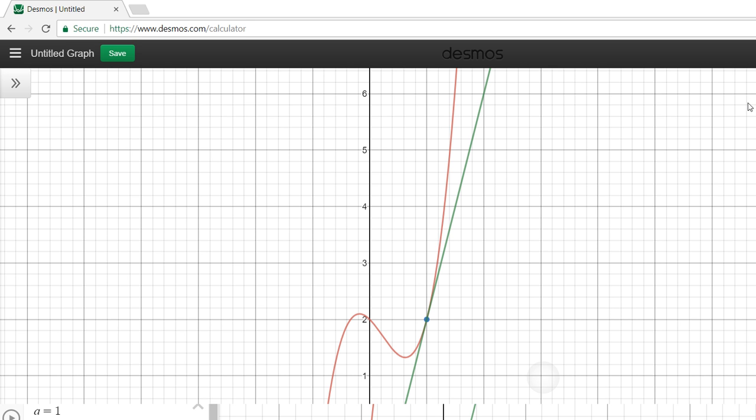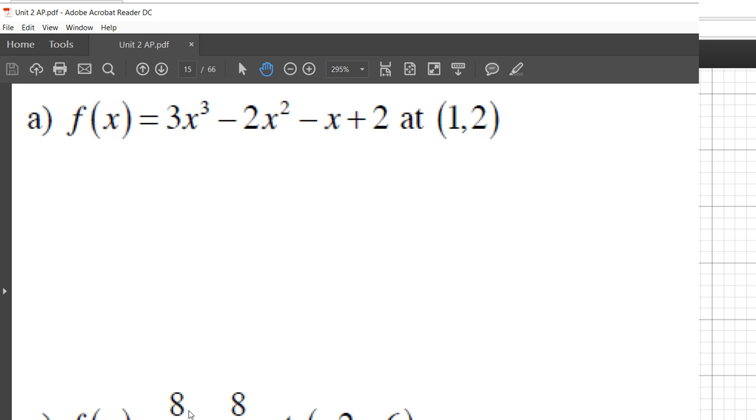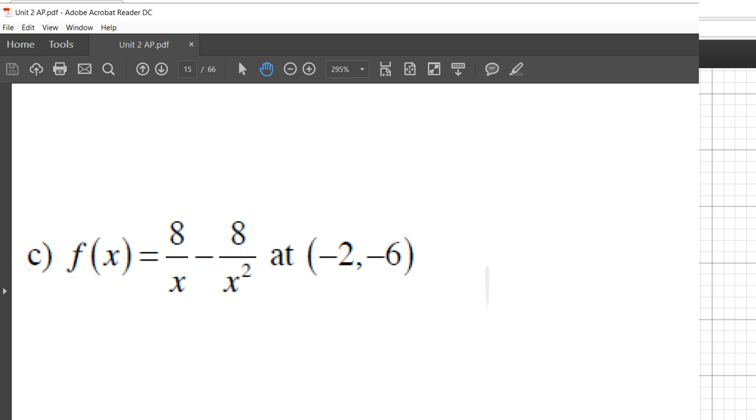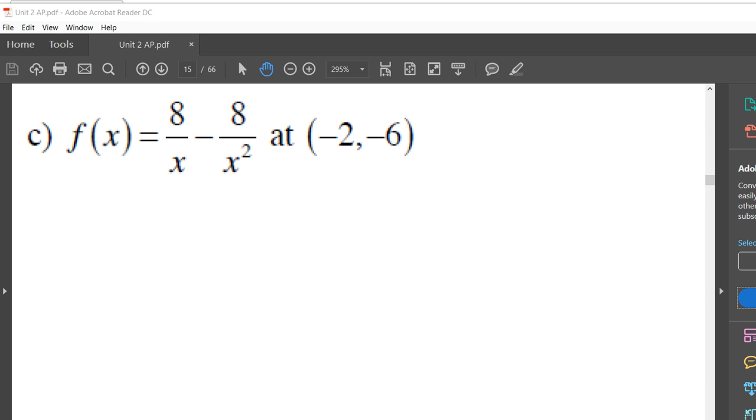Let's try to do another one. How about part C? Once again, they're giving us the point, so all we have to do is find the slope at that point. So let's take the derivative of this. But before we do, let's clean this up. Before we take the derivative, let's make this derivatizable. Is that a word? Probably not. So this becomes 8x to the negative 1.